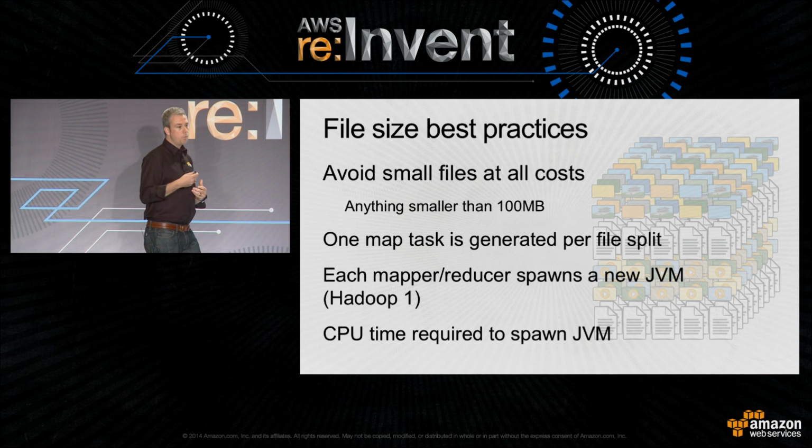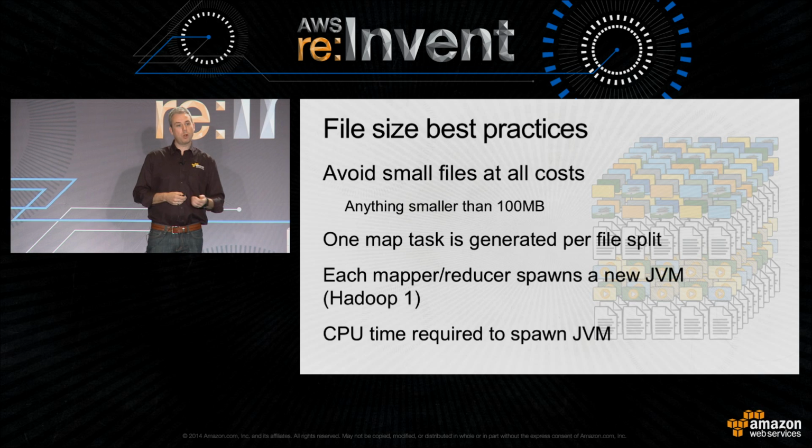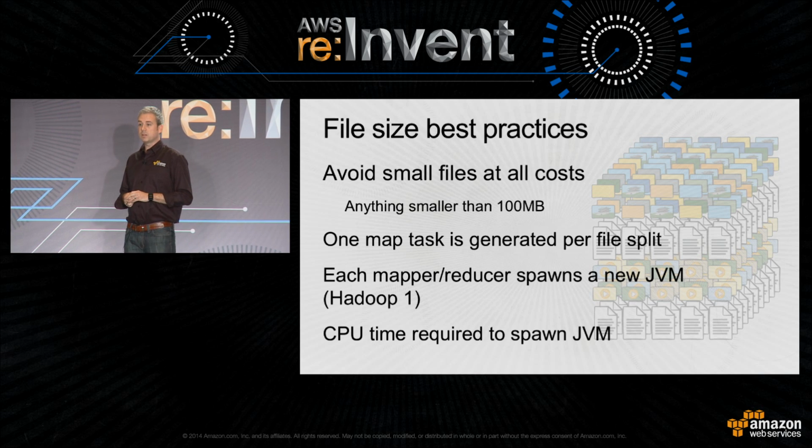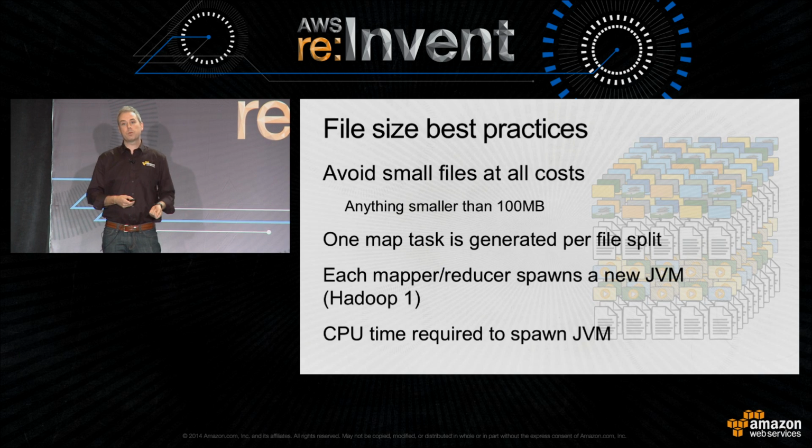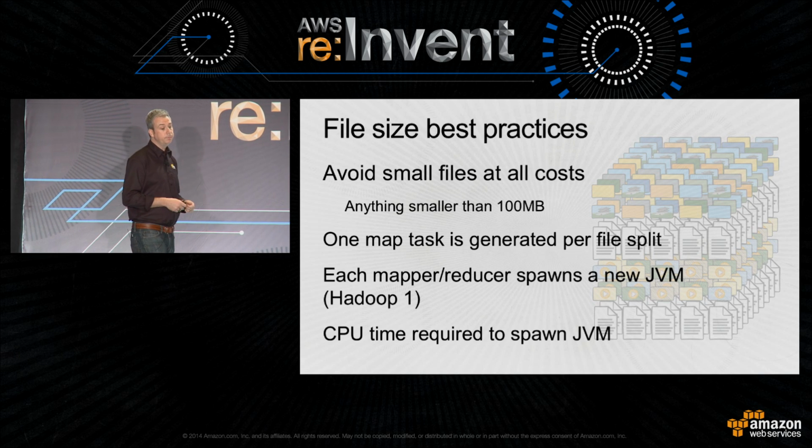So the more files we have as input to a job, the more time we spend spawning tasks and not doing useful work, which means our cluster runs longer, we spend more money.